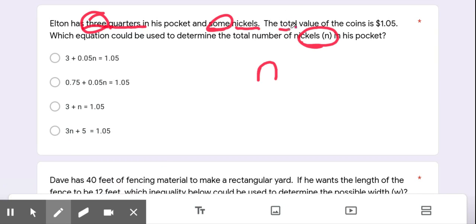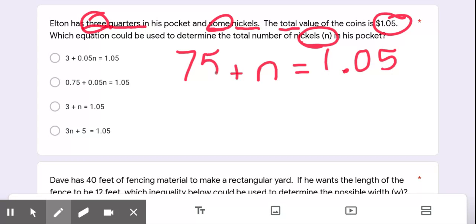My total, that means I add and I have an equal sign. My total is $1.05. The one thing that's confusing about this one is that it's money. Because I want the total amount of money, I need to know how much a quarter is worth. A quarter is worth 25 cents, right? So I need to do 3 times 25. What's 3 times 25? 75 cents, right? If you knew that, then there's only one that has that 75 cents there.